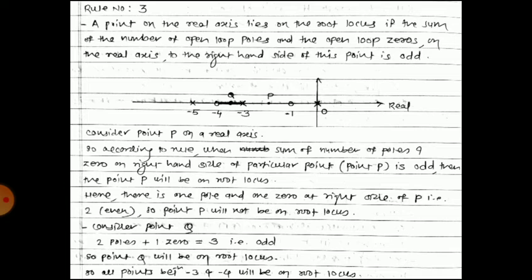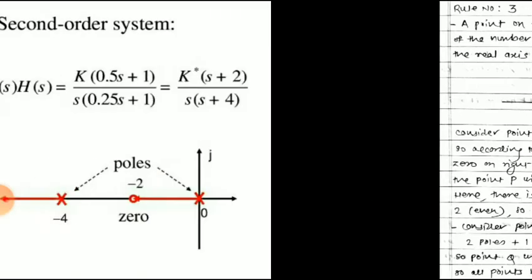Now consider point Q. On the right hand side of the point Q, there are 2 poles and 1 zero. The total number is 3, so it is an odd number. So the point Q will be on a root locus, in between -3 and -4. So that is rule number 3.